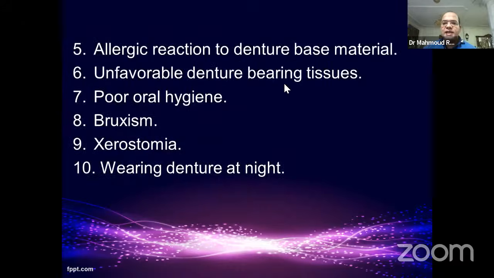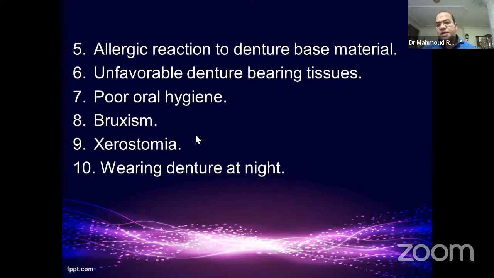Allergic reaction, as we said, to polymethyl methacrylate or the metallic content of the denture. Unfavorable denture bearing tissue: if you make impressions and start working on an abused denture foundation, you will face a generalized soreness under your denture base. Poor oral hygiene: if the patient can't maintain oral hygiene measures for tissue care and denture care, he may face a generalized soreness under his denture base.